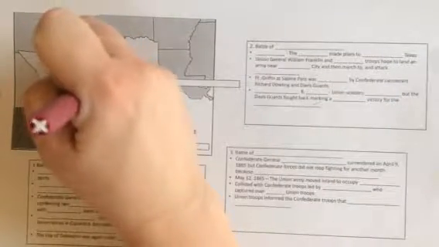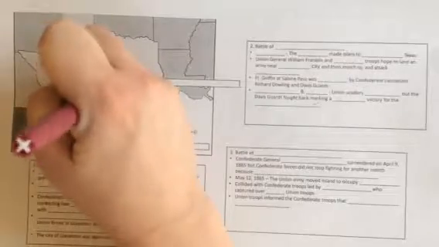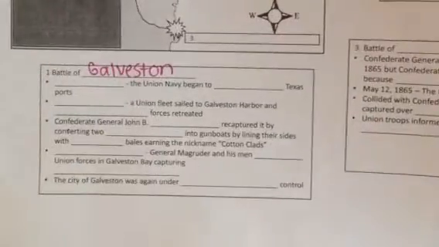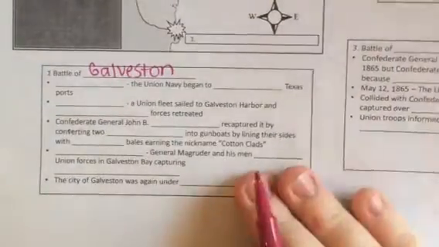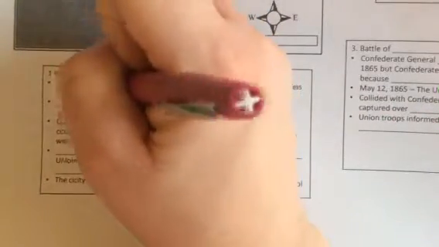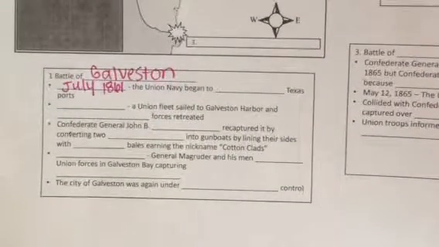Okay, the first battle that we want to look at is the Battle of Galveston. Battle of Galveston is number 1. I'm going to zoom in on this square so that you can focus on this only. Okay, we have this battle occurring in July of 1861. That's almost immediately after the Civil War begins.